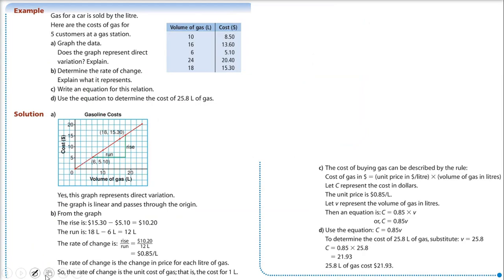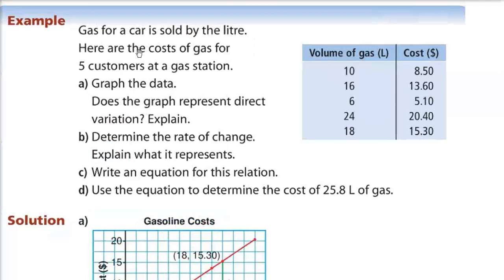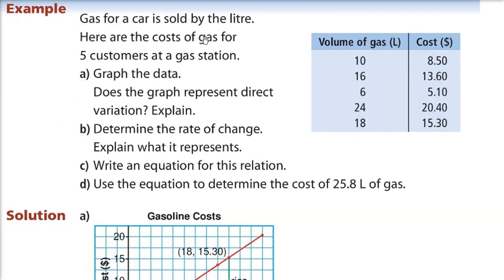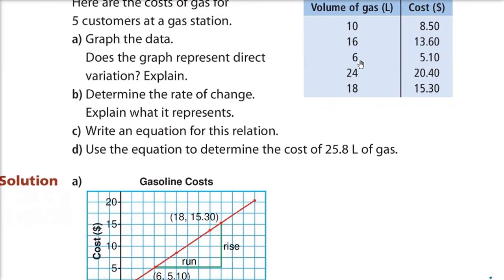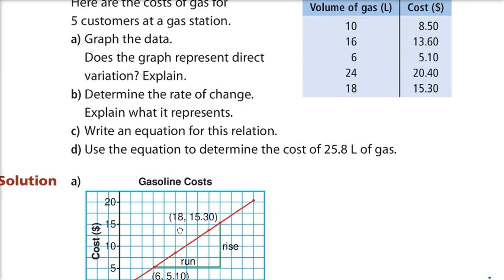Let us take an example of that. Gas for a car is sold by the liter. Here we have cost and volume as a table. 5 customer observations are here. We have to graph the table, and decide if the graph represents direct variation, determine the rate of change and what it represents, write an equation of the relationship, and use the equation to determine the cost of 25.8 liters of gas.